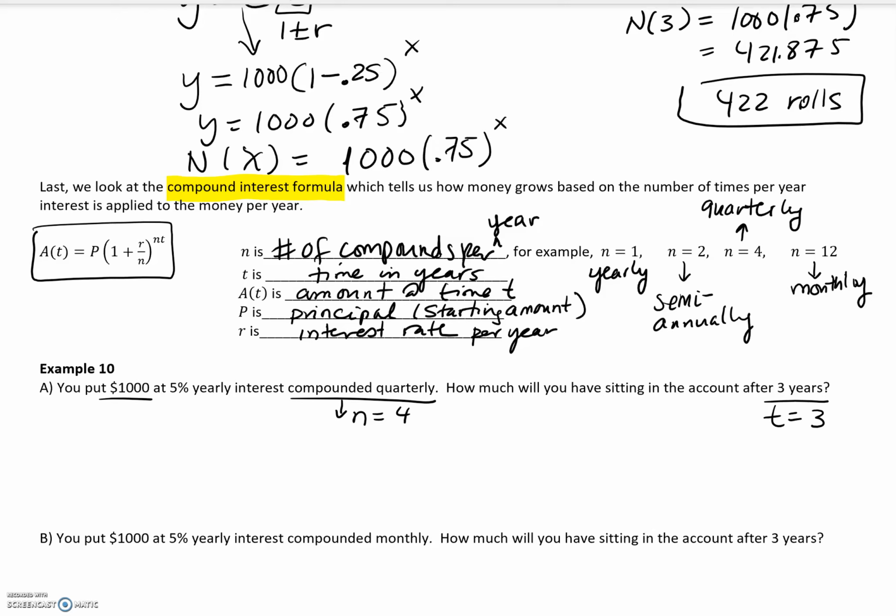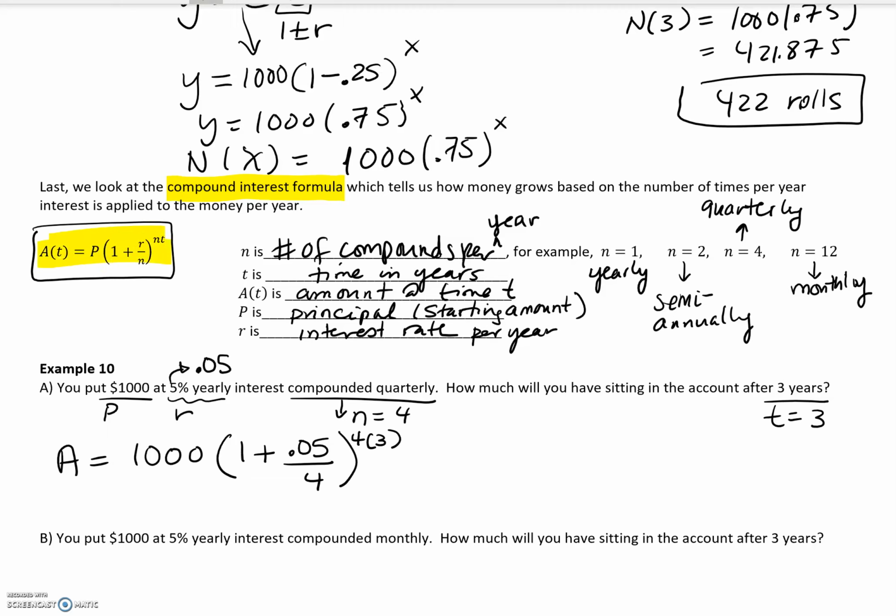So the initial amount I'm putting in the account is P, and the yearly interest, r, happens to be 5%. And remember, whenever we're dealing with percents and doing math with them, we gotta have them in decimal form. So 5% is 0.05. That tells me the amount must be 1,000 I started with, 1 plus 0.05 over 4, raised to the 4 times t, which is 3. So all I did was I just went into the formula and I plugged in all the knowns that they gave me. So now I got to do the math carefully, not to do any order of operations incorrectly.